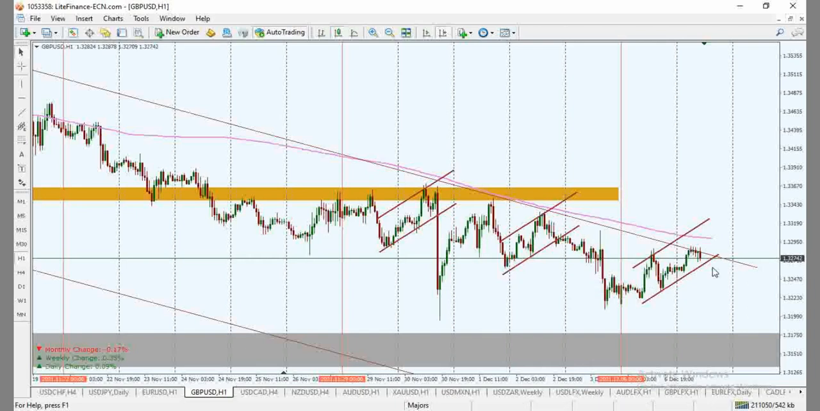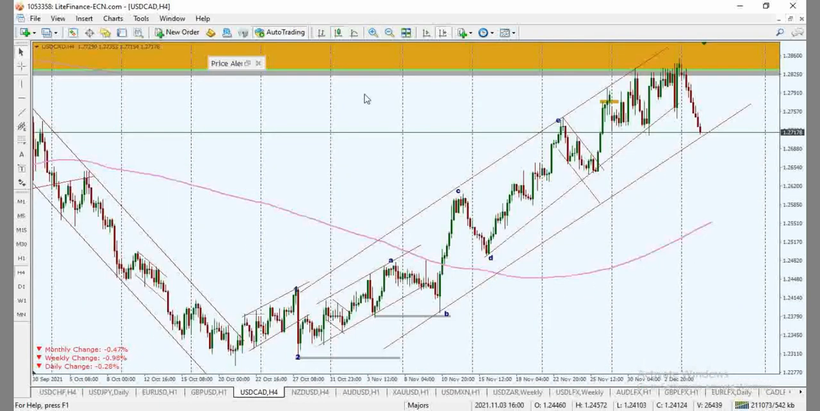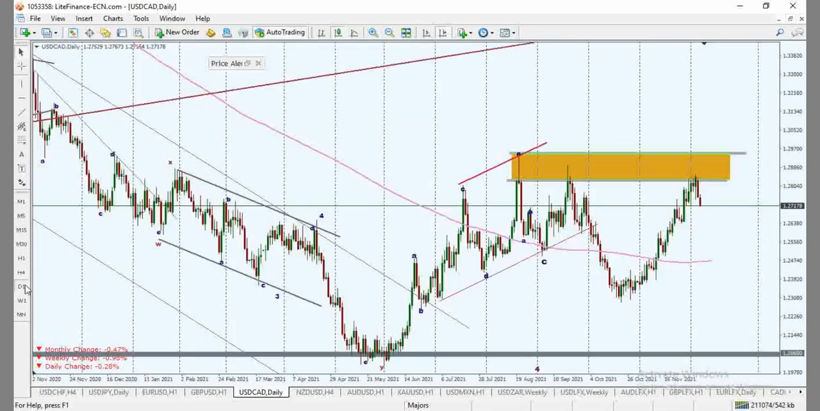So once price breaks this structure, I think we're going to be looking at the possibility that price would want to slide and then continue to the downside. Okay, so we look at USD CAD. During my pre-market analysis, I spoke about that I don't want to be taking any trade with USD CAD because this is a very key supply territory.